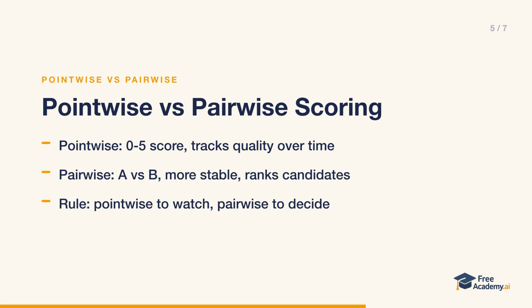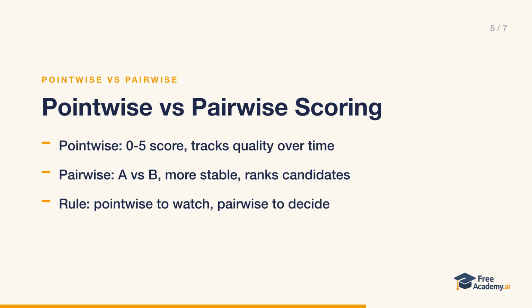Once you're controlling for bias, you still have to choose how to ask the judge to evaluate. Pointwise scoring asks the judge to score one output from 0 to 5 against the rubric. It's easy to aggregate and scales linearly as your eval set grows, but it tends to drift and clump toward high scores over time. Pairwise comparison instead shows the judge 2 outputs for the same input and asks which one better satisfies the rubric. It's more reliable because choosing between 2 options is easier and more stable for a model than assigning an absolute grade.